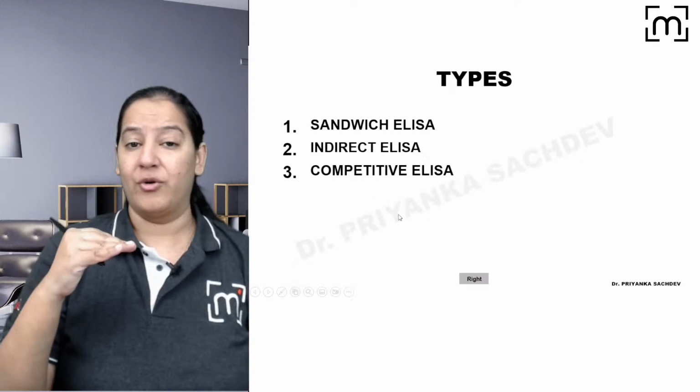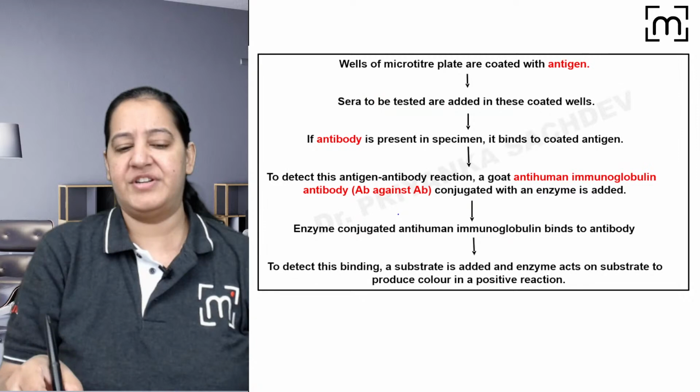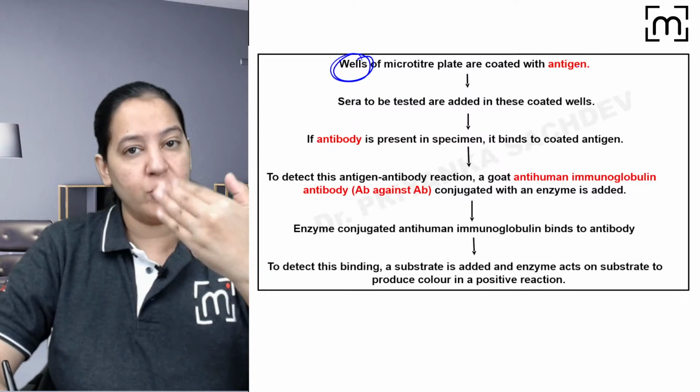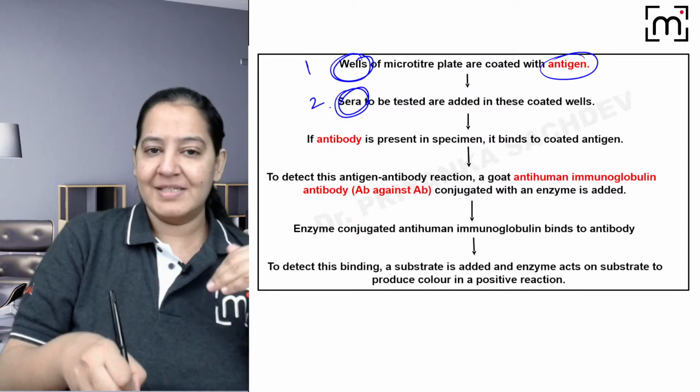Right. So the first thing, indirect ELISA is for antibody detection, not for antigen detection. So the first step, coat the well with the opposite. You want to test antibody, so coat it with antigen, external antigen available in the market. Now add your patient sample. This is your patient serum. This is step 1, this is step 2. In step 2, if antibody is present in the sample, it will bind. If it is not present, it will not bind.